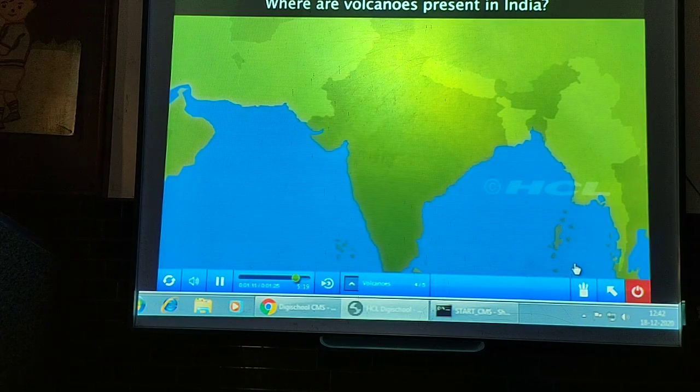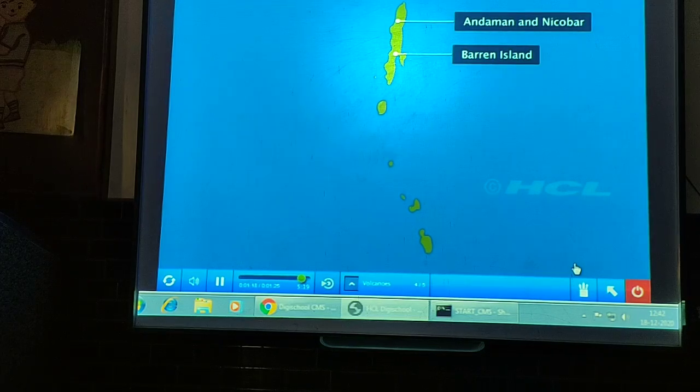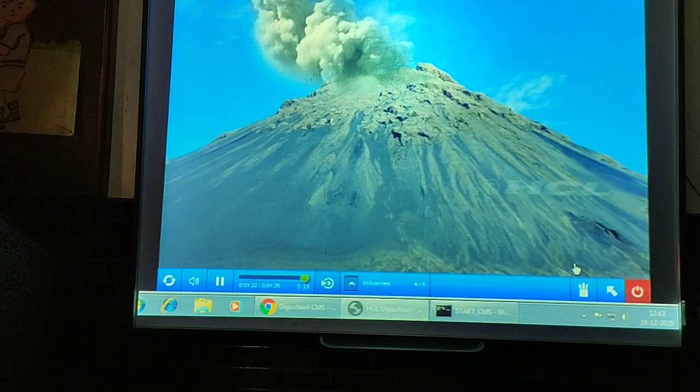Can you name some places in India that are prone to volcanic eruptions? The Barren Island located in the Andaman and Nicobar territory is the only volcanic eruption site in India.